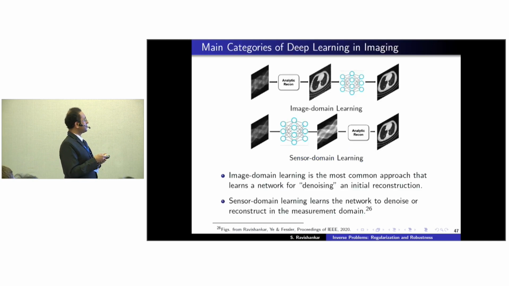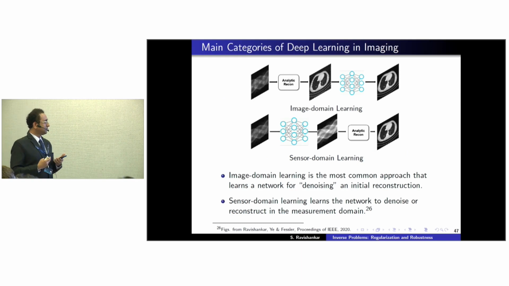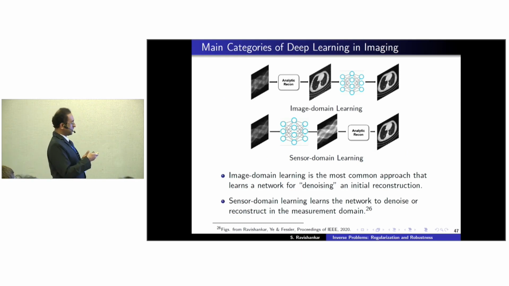So for the last part of the talk, this is going to be back to supervised learning, but now with deep neural networks. With deep learning, there are multiple ways in which you can use deep learning for image reconstruction. One category of methods is called image domain learning, where from the sensor data that's collected, we perform an analytical reconstruction. Think of this as a pseudo-inverse applied to the measurements, and you get a corrupted image, and then a network is learned to denoise this image in a supervised way. So that's called image domain learning.